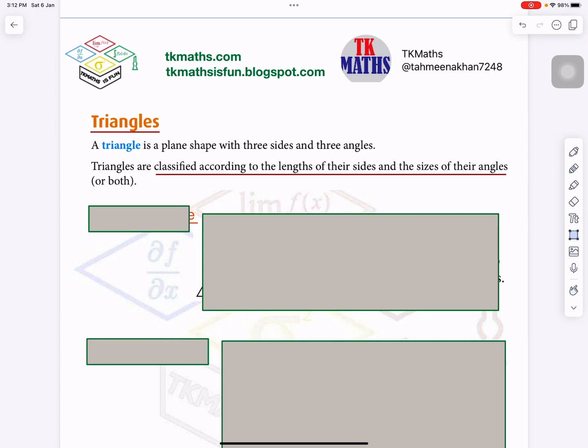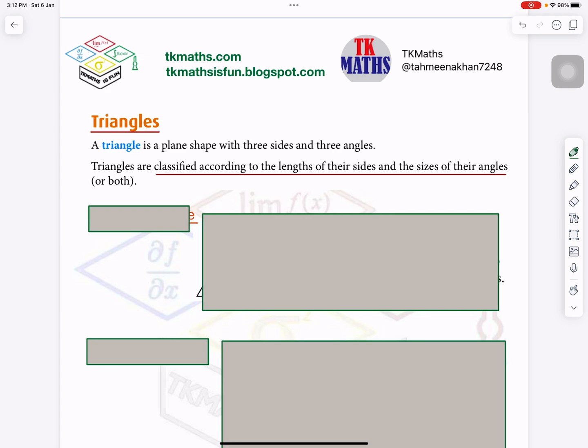This series of videos is covering all the concepts of geometry, which is required for year 7 and year 8 students. So let's see, it is about triangles now. So what is a triangle? It is a shape which has 3 sides and 3 angles. All of you know this thing, right?